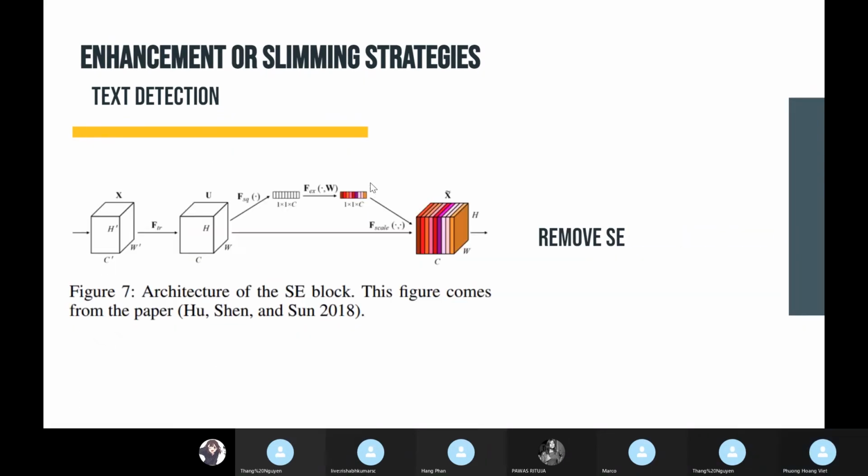So the SE is a diagram that you colored, right? Or the whole diagram in here, or the one that is colored? Well, remove SE is from this or this, and you can see between here and here, it has a channel-wise vector that is recalibrated.